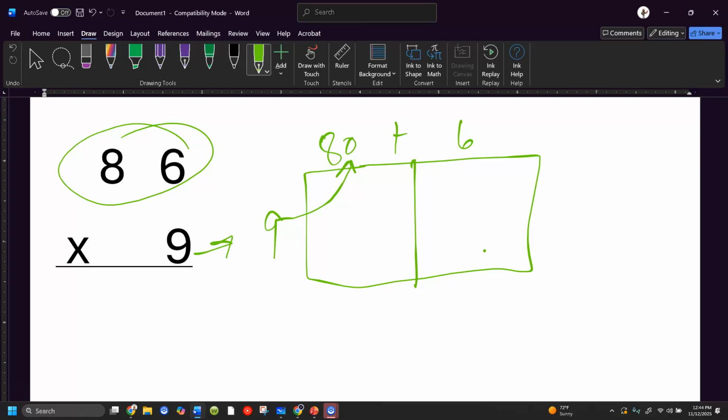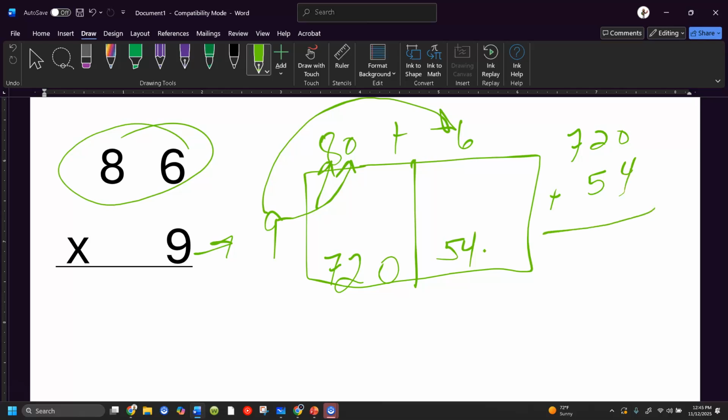9 times 0 is 0. And 9 times 8 is 72. Now I'm going to do 9 times the 6, which is 54. So I have 720 plus 54. 774.